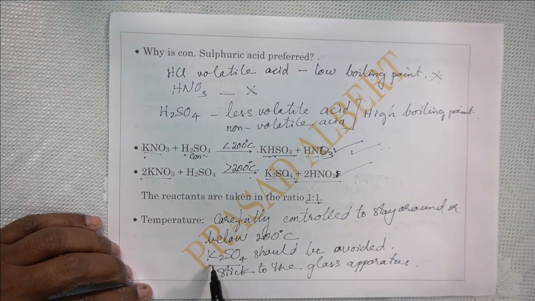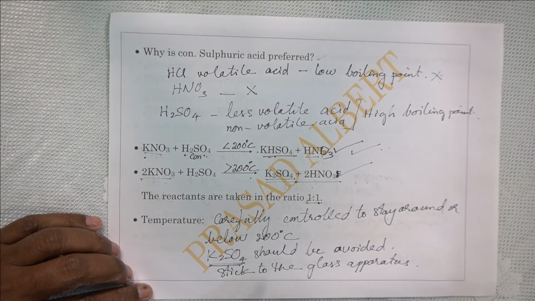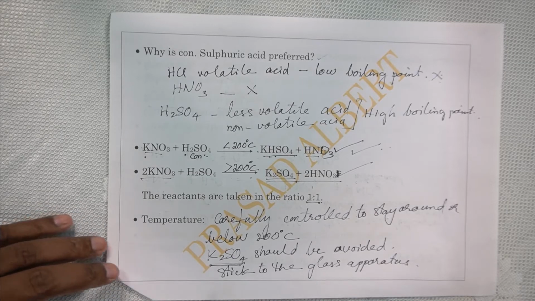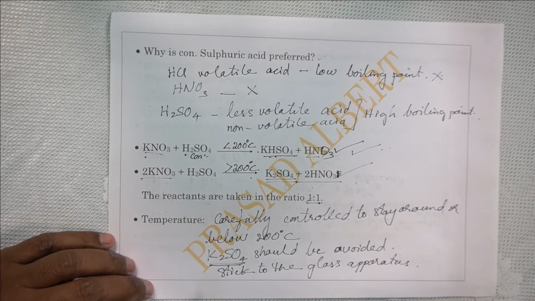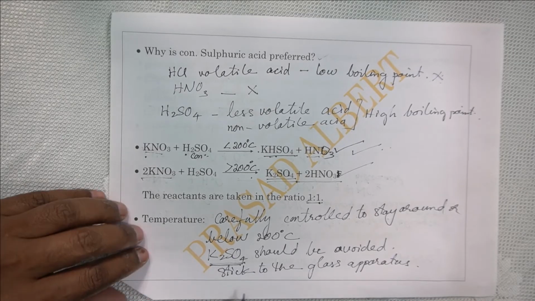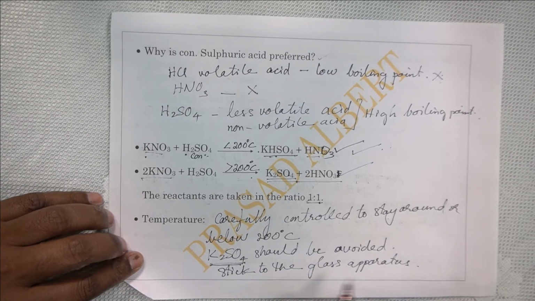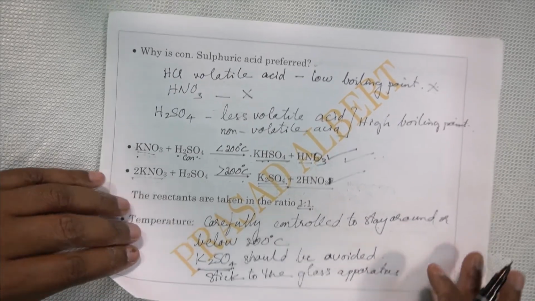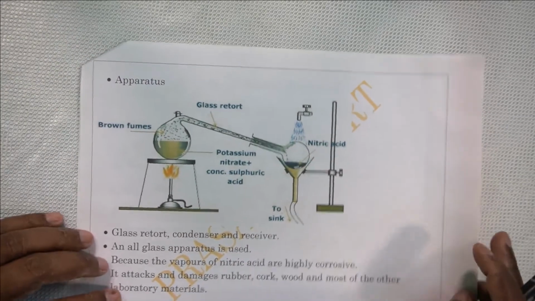So to avoid the formation of K2SO4, which sticks to the glass apparatus as it is a poor conductor of heat, and therefore heat accumulates at the bottom of the flask. Heat is not transferred, and so the bottom expands. The remaining part of the flask is not expanding, so it will break, leading to an accident. So this should be avoided. I think you understood this. Let us go and discuss the apparatus now.